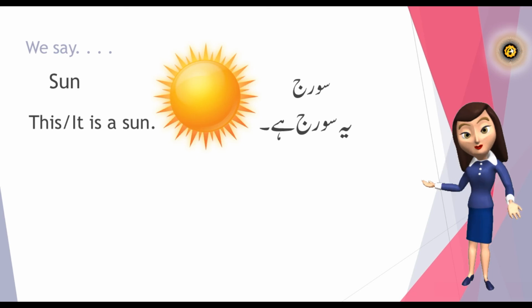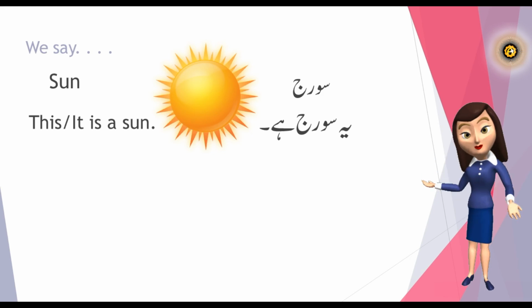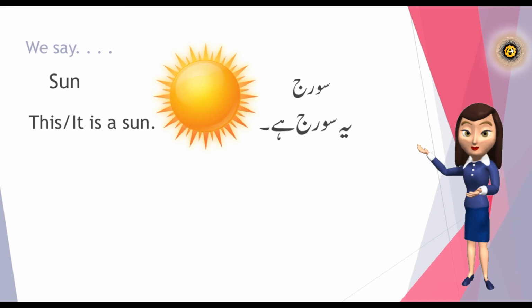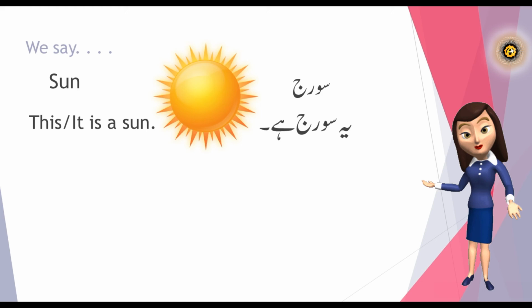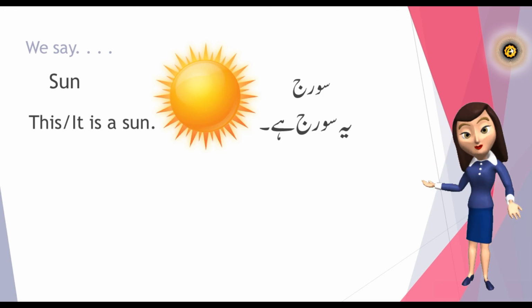So in English we say sun. In Urdu it is Suraj. Then we say this is a sun, or we say it is the sun. And in Urdu it is ye Suraj hai and ye ek Suraj hai.